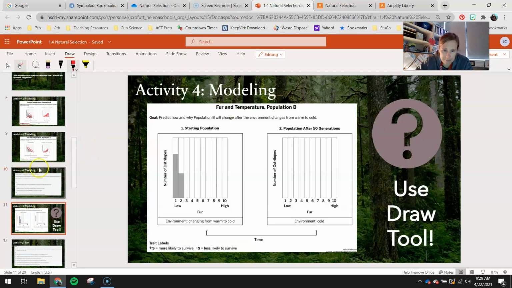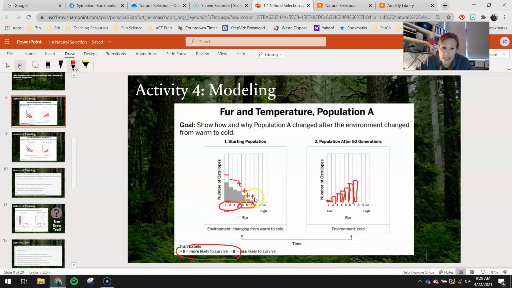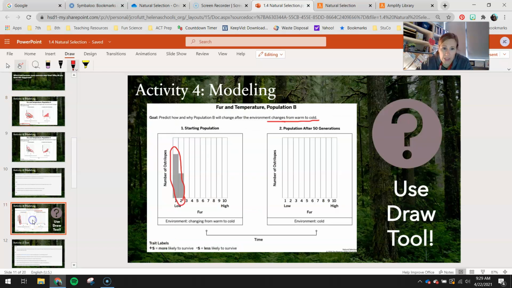So let's take a look at this. All right, so we see predict how and why population B will change after the environment changes from warm to cold. So we can see that obviously population B has a little bit different variation in distribution than what we saw up here with population A, right? We saw a lot more variation and a lot different distribution than we see now, okay? We have a very low variation here. We really only have 2 types of fur.